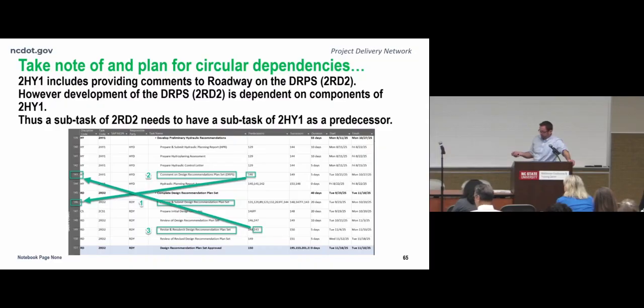So they back reference 2HY1. They have a predecessor that's in 2HY1. So that is an example of a circular dependency of subtasks. You just have to be cognizant of that because not every set of tasks throughout the PDN follows in a linear fashion. We zigzag back and forth, up and down.